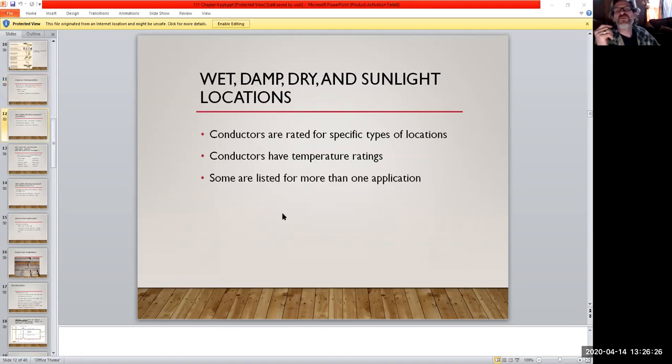Yeah, so you're typically wet, damp, dry, and even sunlight. You've got to be careful, it's odd, but you might run into a situation where you have some kind of sunlight exposure on your conductor. You've got to make sure that it can handle it. Sunlight can do some weird degrading things to nylon over time.